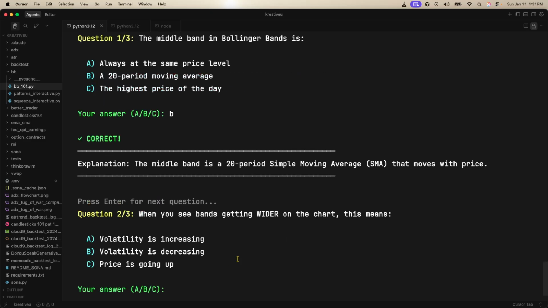All right, perfect. When you see the bands getting wider, what does this mean? That volatility is increasing, volatility is decreasing, or the price is going up, right?